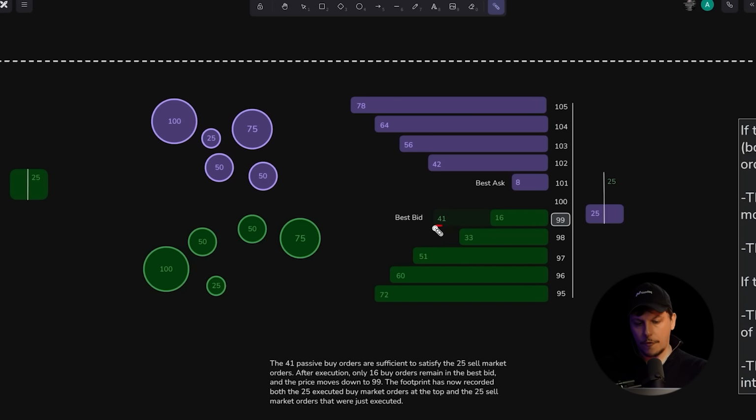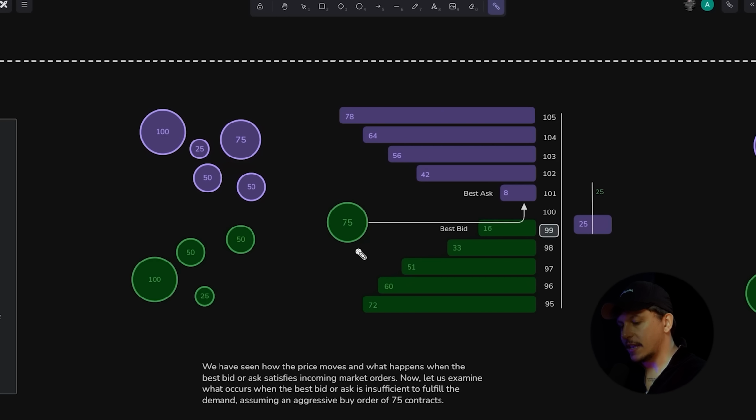Now, the 41 passive buy orders are sufficient to satisfy the interaction of the 25 sell market orders. After the execution, there are 16 buy orders that remain at the best bid, and the price moves down to 99. The footprint now has recorded both the 25 execution that we saw before and the sell order that we see executed on the horizontal level 99.